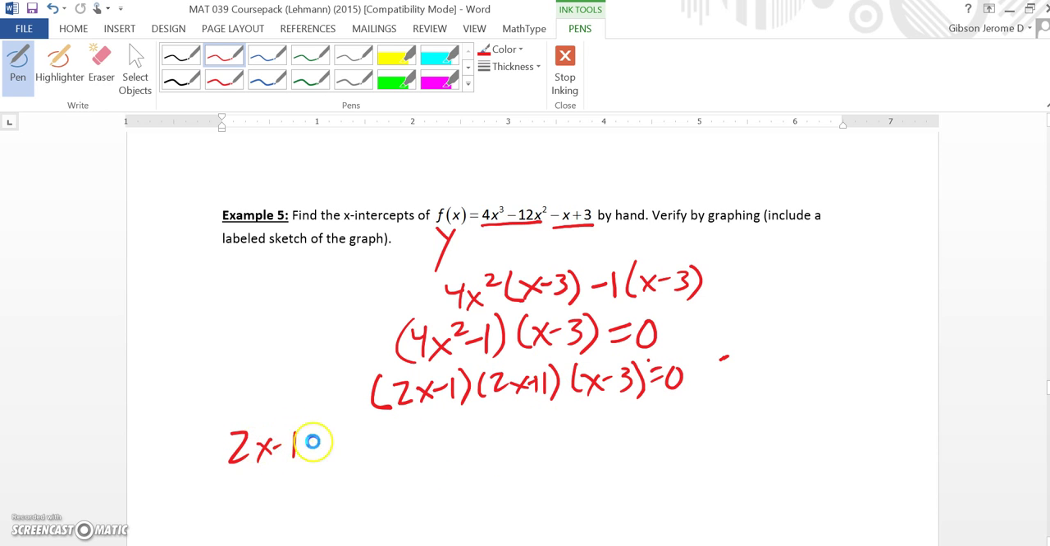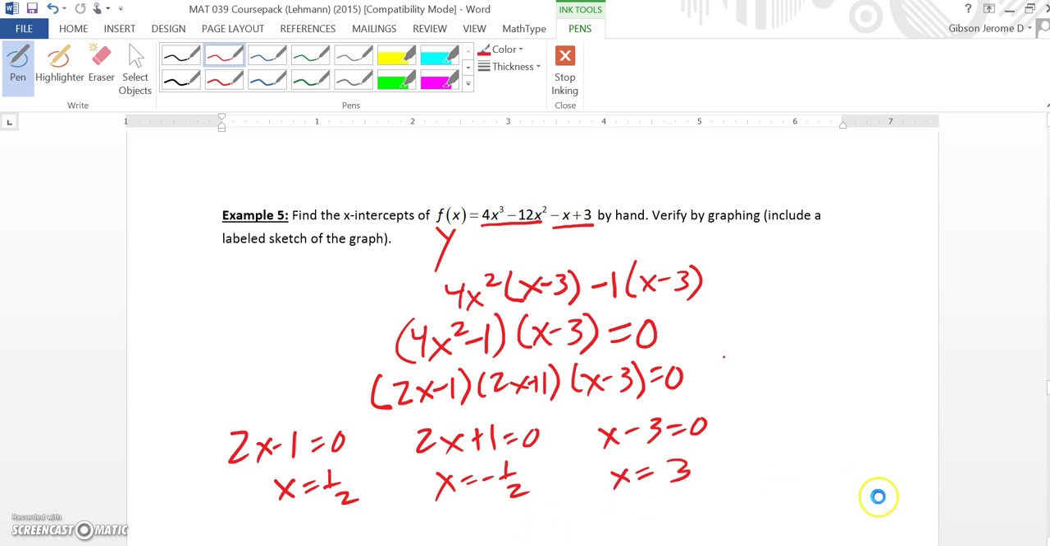So we'll set each one of these equal to 0. So then this will end up giving us x is 1/2. This will give us x is negative 1/2. And this will give us x is 3.